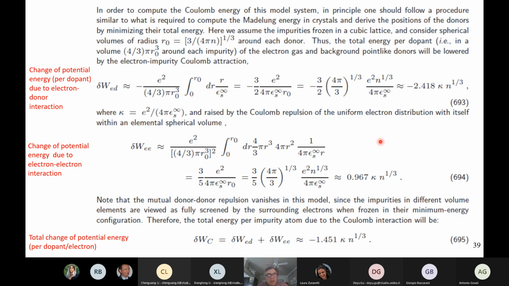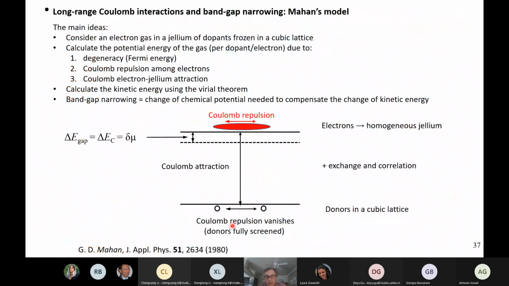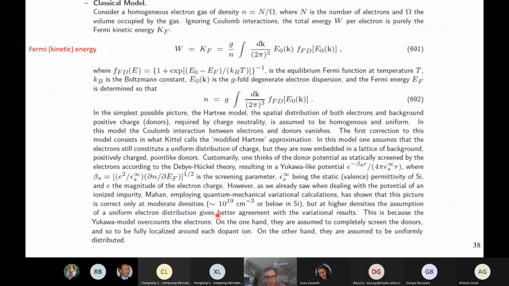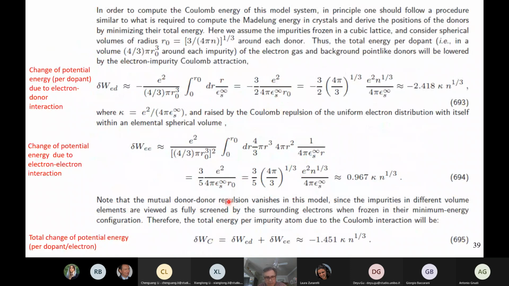So the net energy that the electrons gain, or the change in potential energy, is negative and will be about minus 1.5. Notice that the mutual interaction between the donors vanishes because we're assuming that the donors are ideally, perfectly screened. So the total change in the Coulomb energy of the system will be, as I said, about minus 1.5.